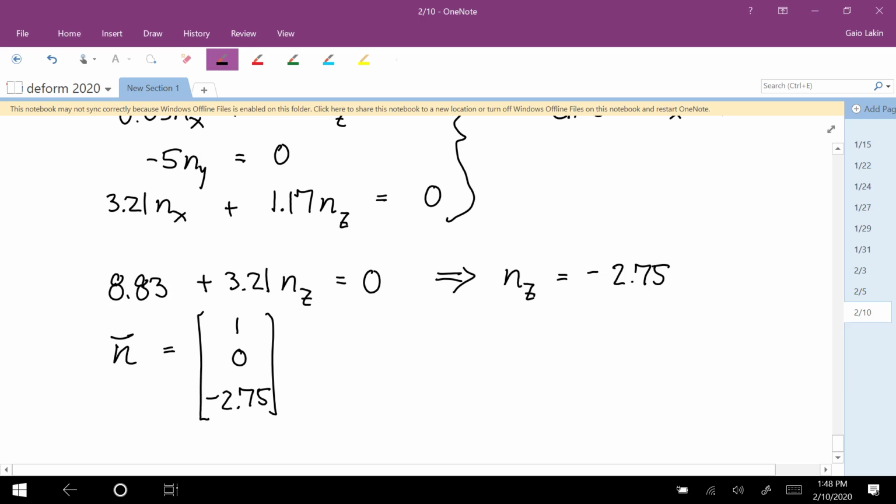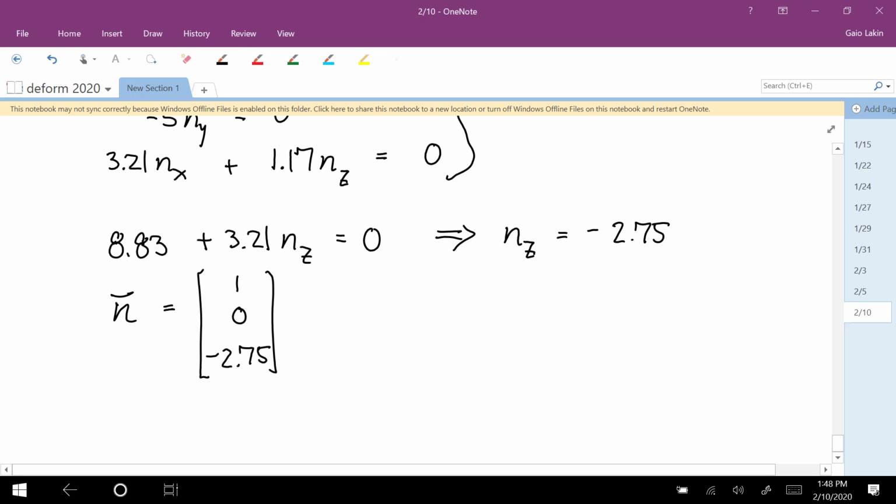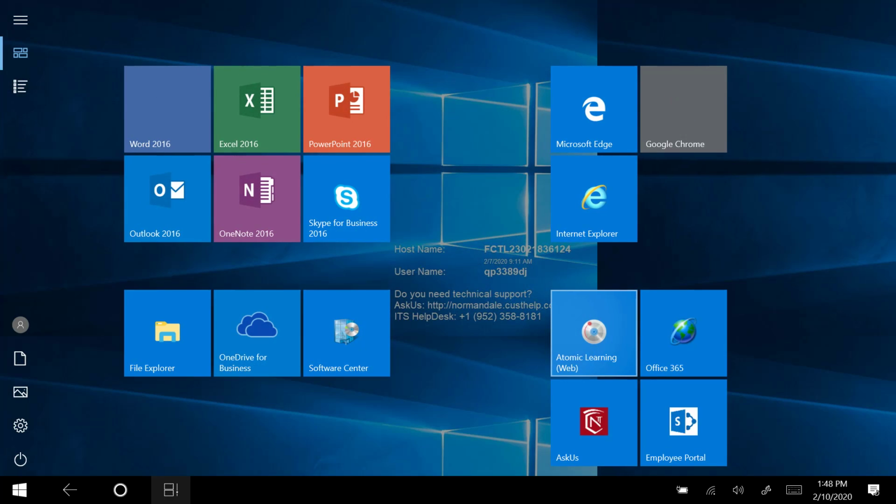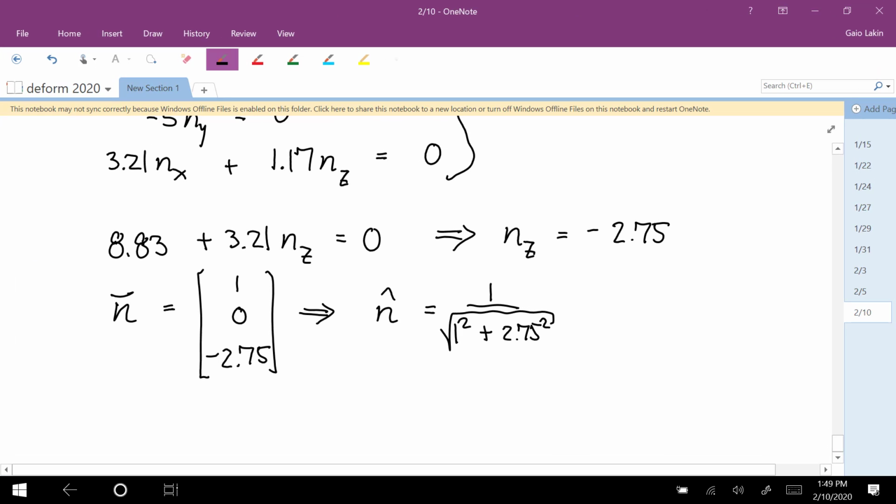but it's not a unit vector. So now normalize it: divide everything by the square root of 1 squared plus 2.75 squared. And I hope what we're going to get is 0.3420, 0, negative 0.940.